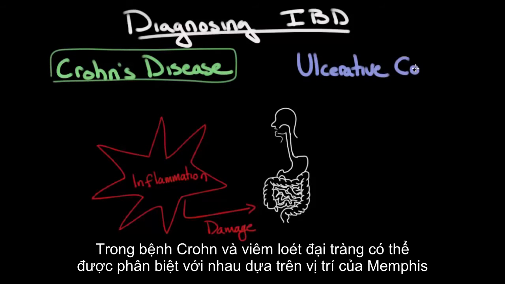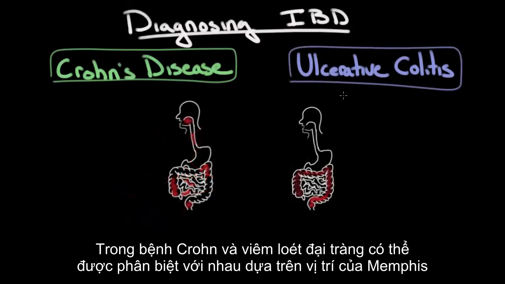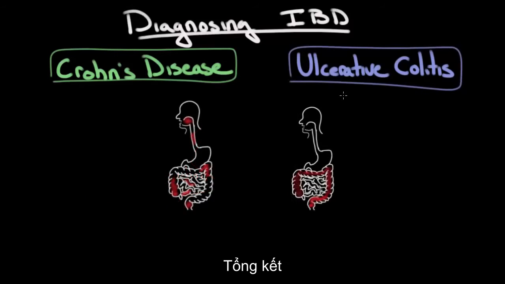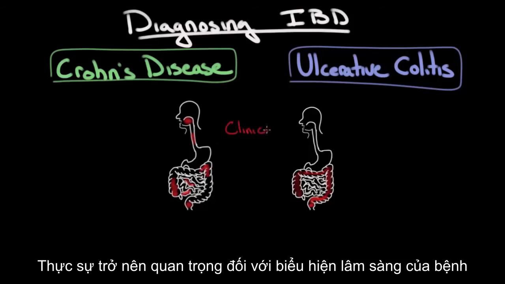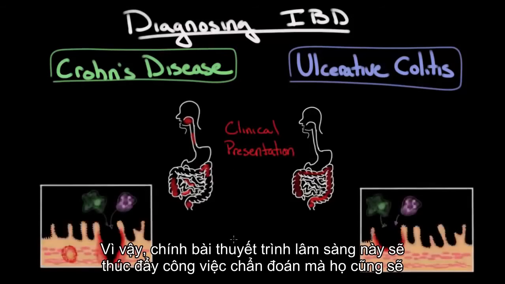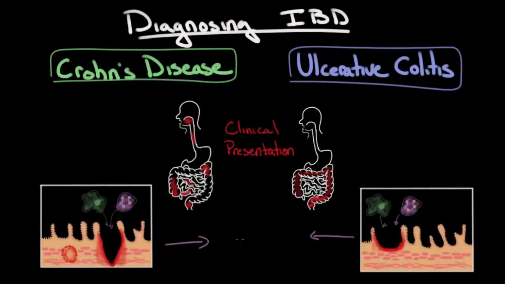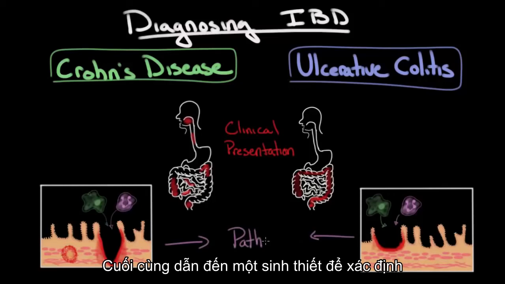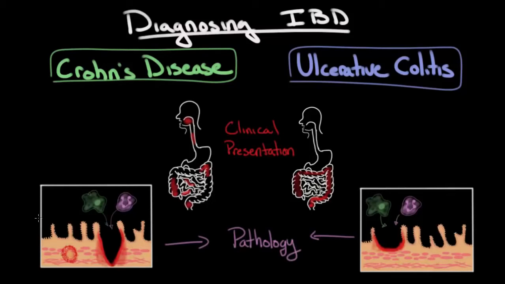And Crohn's disease and ulcerative colitis can be distinguished from one another based on the location of inflammation and the pathologic changes. So the location of the inflammation here becomes really important for the clinical presentation of the disease. So it's this clinical presentation that will drive the diagnostic workup that will also ultimately lead to a biopsy, which will determine the pathology that makes the diagnosis of Crohn's disease or ulcerative colitis.